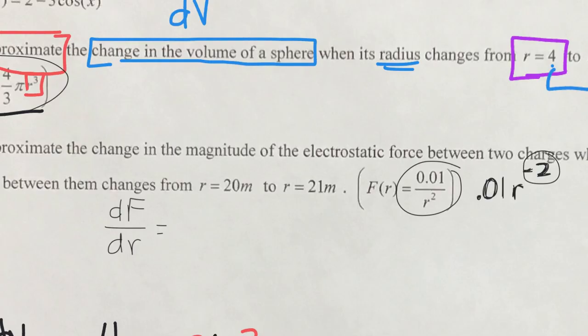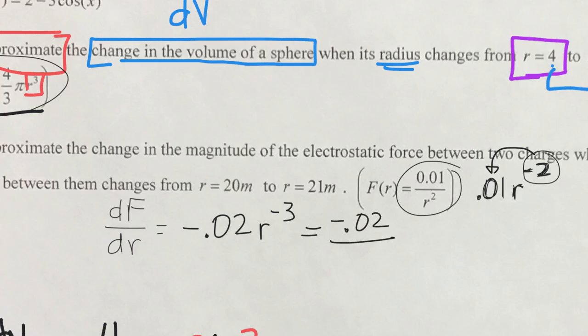My negative 2 multiplies by 0.01. Whoa, let's undo whatever that was. I pressed the wrong button on my explain everything. So this is negative 0.02, because I do 2 times 0.01, negative 0.02, r to the negative 3rd power. We always subtract 1 from our power. So this is going to become negative 0.02 divided by r cubed. And then, of course, we multiply by dr, and the delta r comes over here.